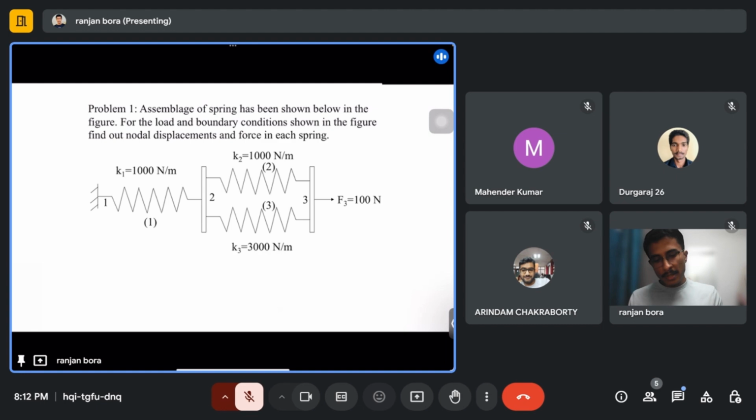In this problem, these three springs are assembled as shown in the figure. You can see these are the spring constants k1, k2 and k3, which are given for these three springs. Now for the load and boundary conditions, find out the nodal displacements and the force in each spring.